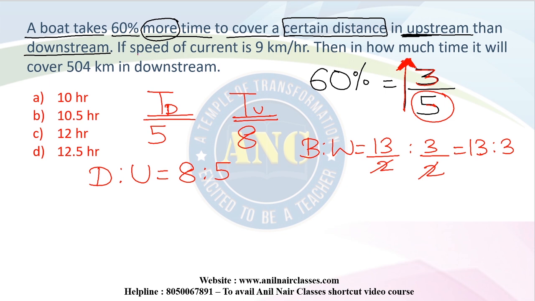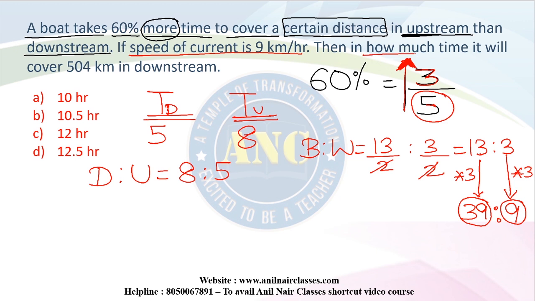Now read the next statement. Speed of current is given in the question as 9 kilometers per hour. Speed of current according to ratio is 3, but question says 9. 3 is becoming 9. Multiply by 3. This 13 also multiply by 3. So basically can I say that the original value of W is 9 and the original value of B is 39, right? Original value of B is 39.